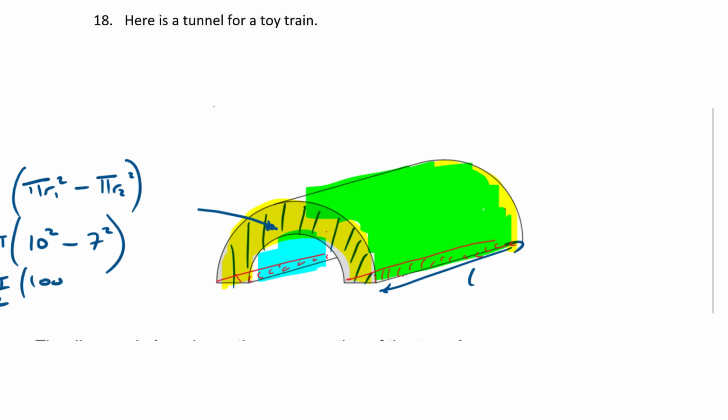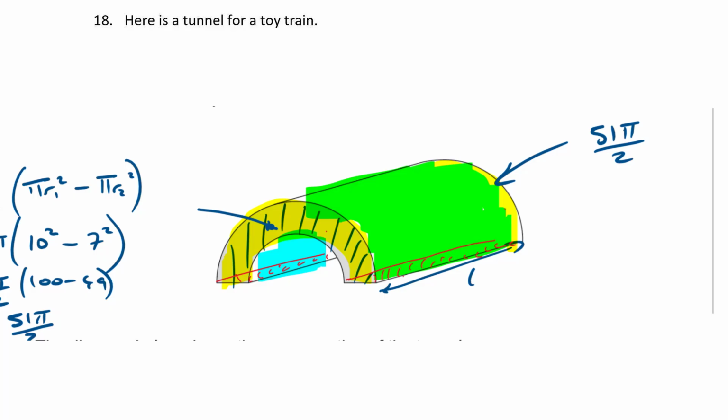So that's 100 subtract 49, which is 51, isn't it? So it's going to be 51 pi over 2. I'm going to leave it in terms of pi for now. Well, I'm going to have to because I haven't got a calculator. So it's 51 pi over 2. Now the back face is also going to be 51 pi over 2 because it's identical to the front part.